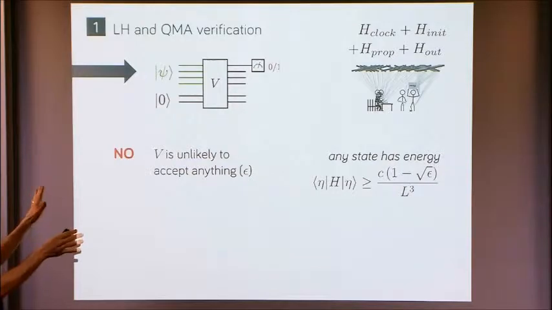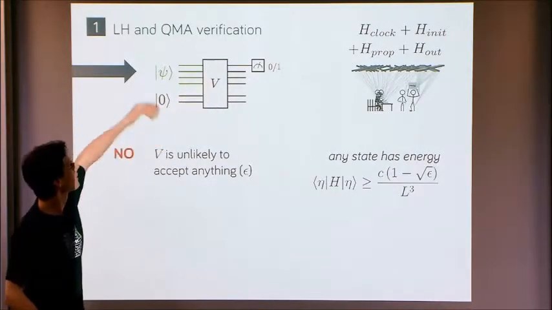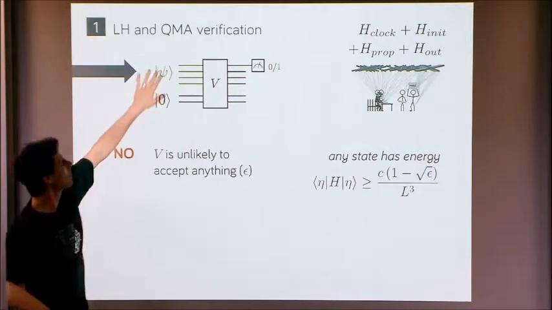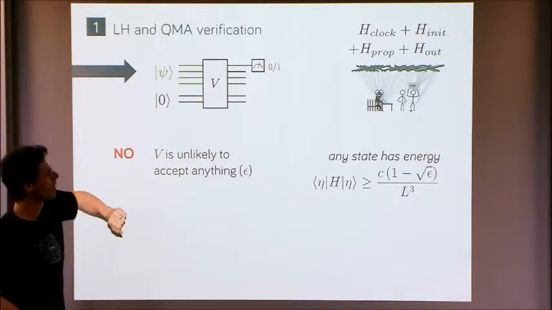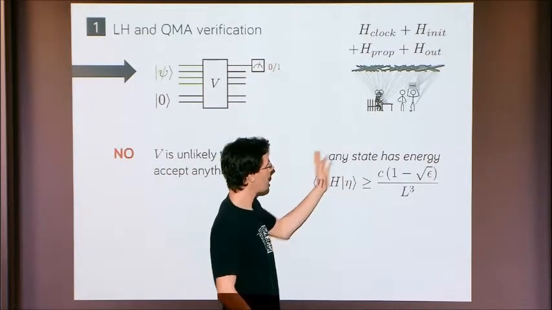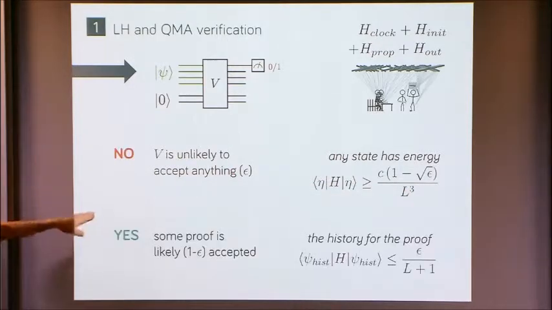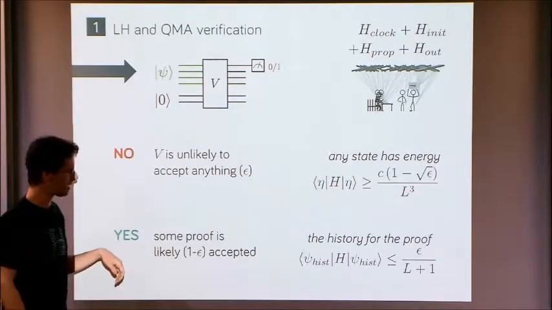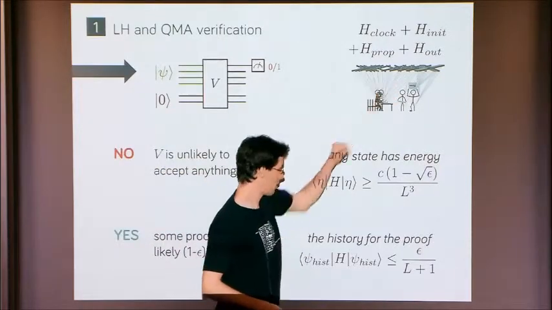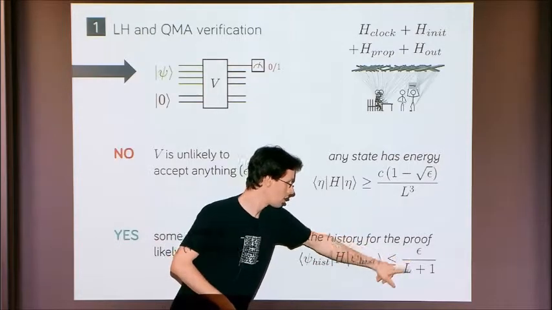But in the end, this is the result. You have a circuit, and you ask, can I feed something in here that will be accepted? In the no case, the circuit doesn't accept anything likely. And it transforms into the local Hamiltonian problem, where any state has an energy that's higher than something. While if the circuit accepts something likely, then there is a state, the history of a computation, which is accepted, and its energy is low.